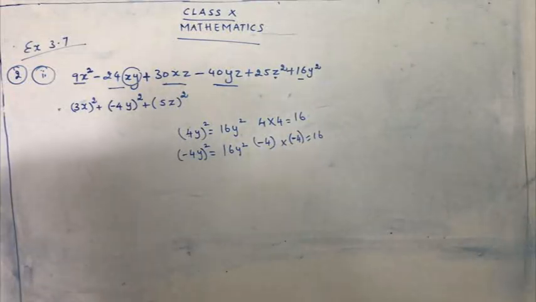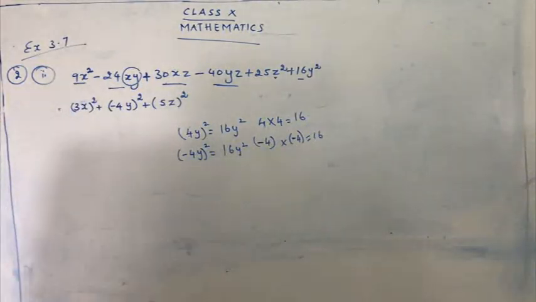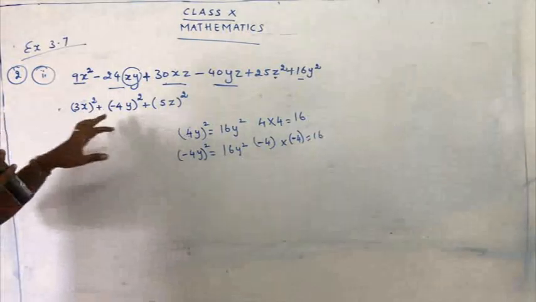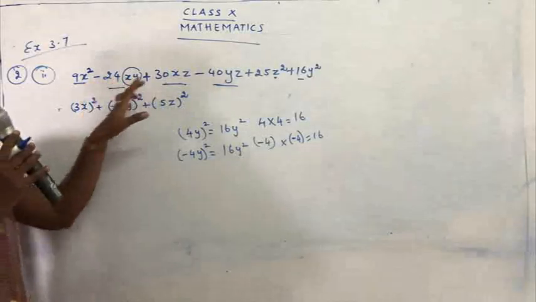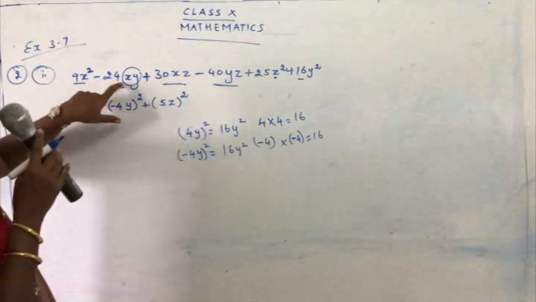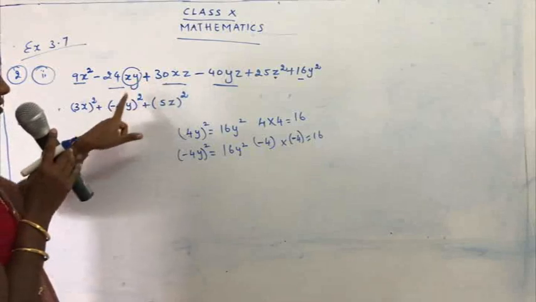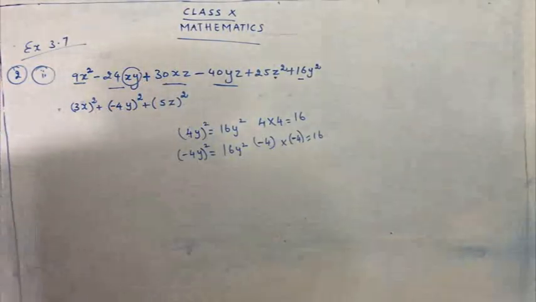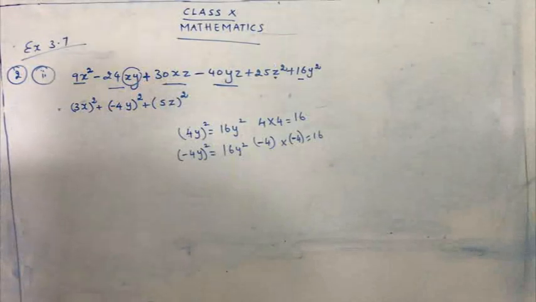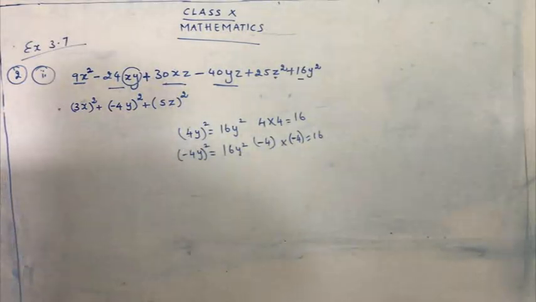So how are we converting now? We have adjusted the first three terms. 9x square was written as 3x the whole square. 16y square can be written as minus 4y the whole square. So I have told you why we are inserting the minus sign. See the remaining terms here. The term with y has a negative sign, and the term without a y term is positive. So we are just including minus for the y term, and we get minus 4y the whole square. And 25z square we are writing as 5z the whole square.